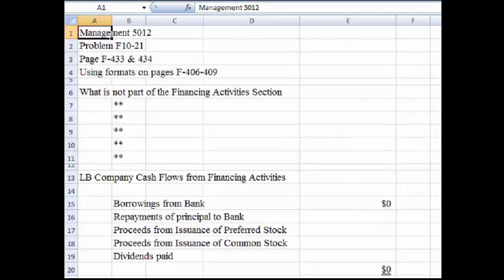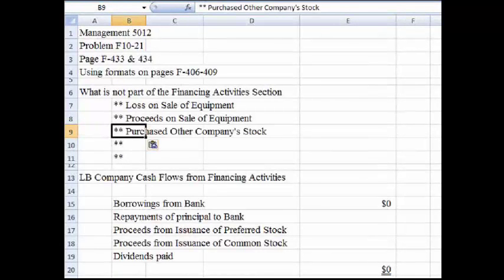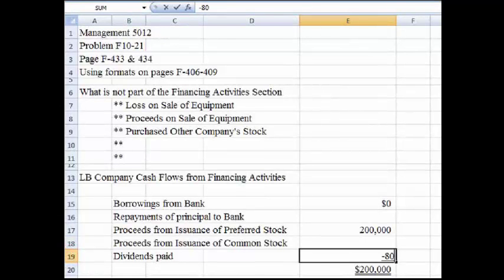In the format on your screen, the form is set up to go. Loss on sale of equipment, the first item on the list, goes under what is not part of the financing activities section. The proceeds from the sale of equipment also has an X next to it and goes in the same list. This is also true for the cash paid for Eastman Kodak stock. Proceeds from the sale of preferred stock of $200,000 goes on the form on your screen as a positive number. As they sell stock, they get cash. Paid dividends goes on the form as a negative $80,000. When you pay dividends, that's cash going out.